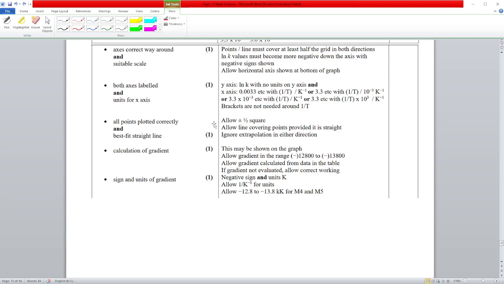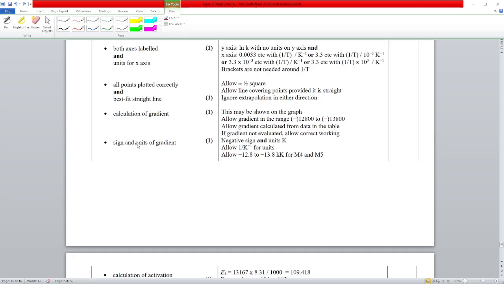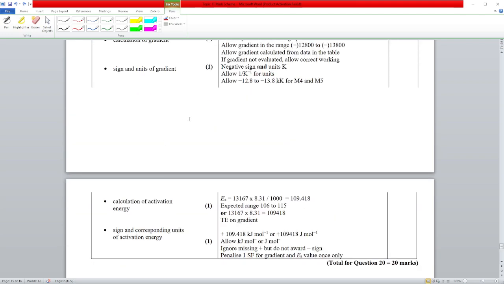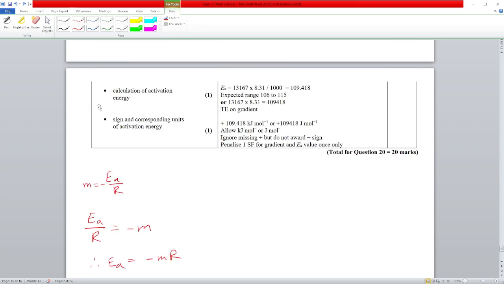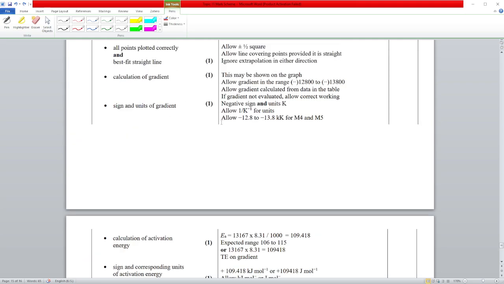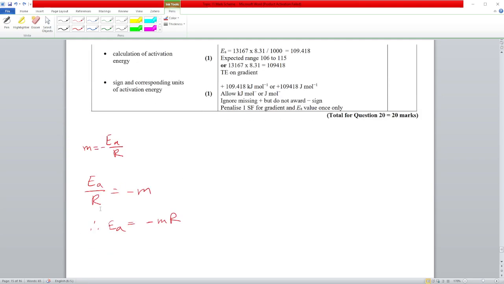All points plotted correctly and best fit straight line. That's the usual. Calculation of gradient, sign and units of gradient, usual stuff. Again, remember to work out gradient. It is m, gradient, is equal to minus activation energy over R, which means, oh yeah, they do want you to calculate activation energy. So that's the last bit here. Once you've worked out the gradient, rearrange to make activation energy the subject, and then work that out. The usual. Alright, that is everything.